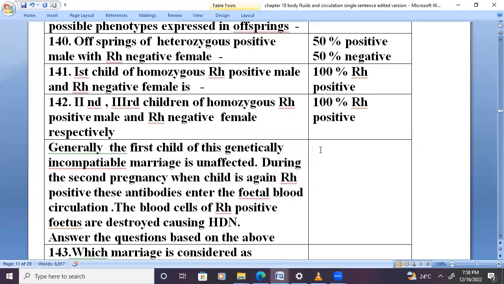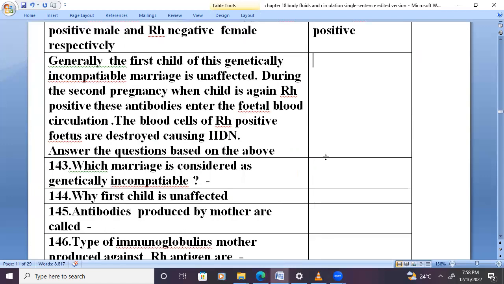Generally, the first child of this genetically incompatible marriage is unaffected. During the second pregnancy, when the child is again Rh positive, these antibodies enter the fetal blood circulation. The blood cells of the Rh positive fetus are destroyed, causing HDN, hemolytic disorder of the newborn baby.